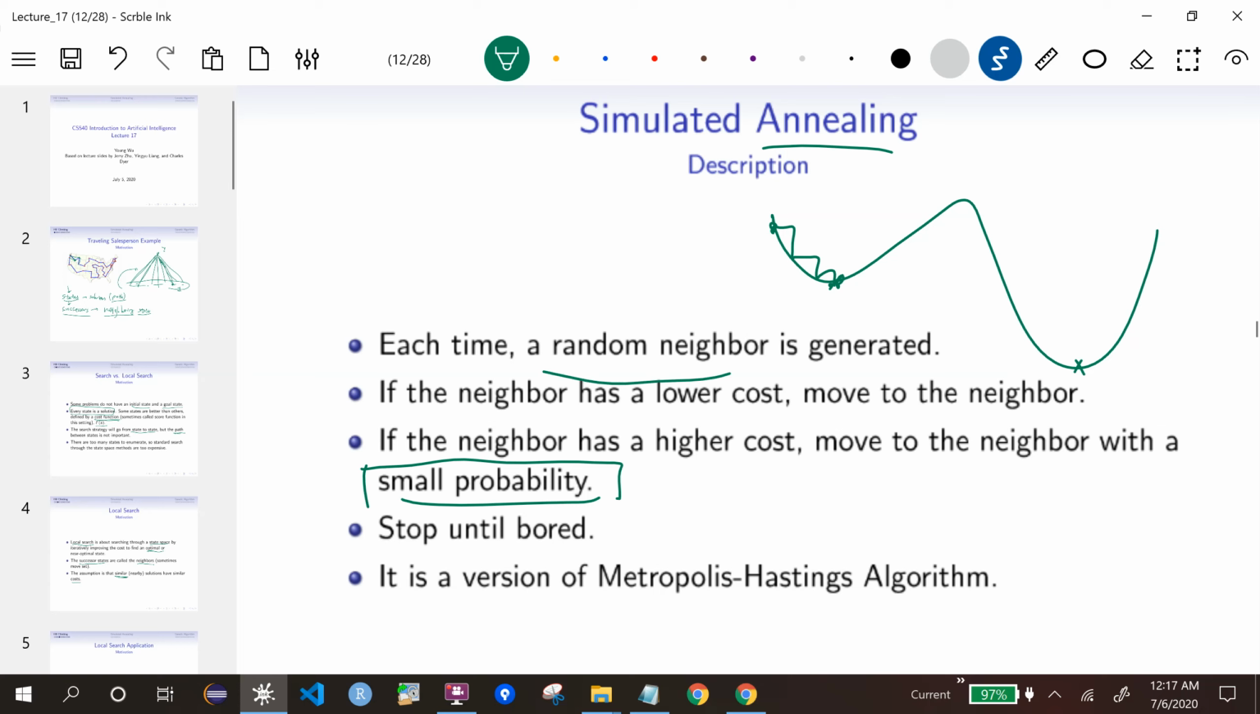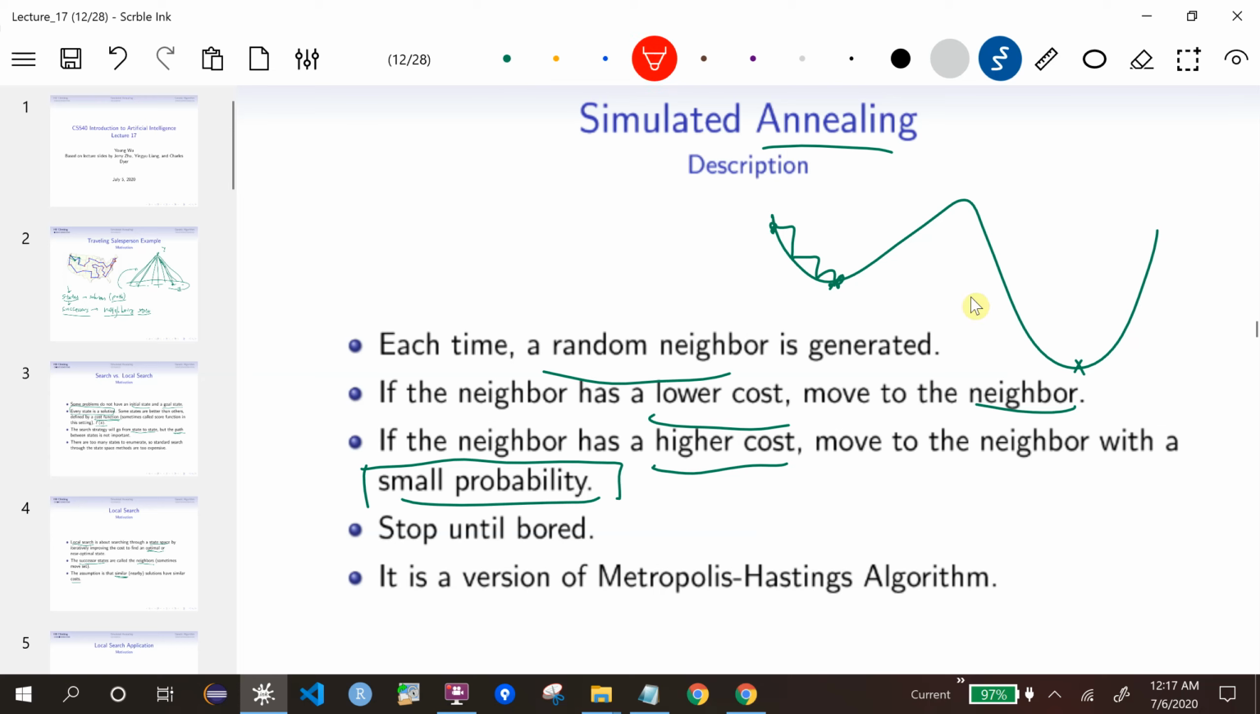Every time a random neighbor is generated, if it has a smaller cost, then we move to that neighbor for sure. It's a 100% move, not with a small probability. This is kind of like the first-choice hill climbing algorithm that we talked about before, so it saves the number of times we need to evaluate the cost of a neighbor. Also, another addition is if we have a neighbor with a higher cost, we actually move to that neighbor with a small probability as well.